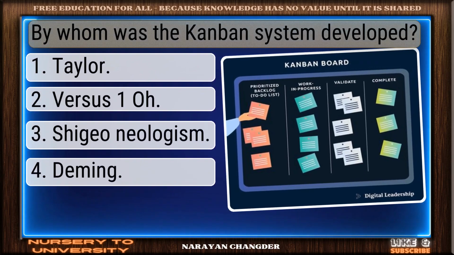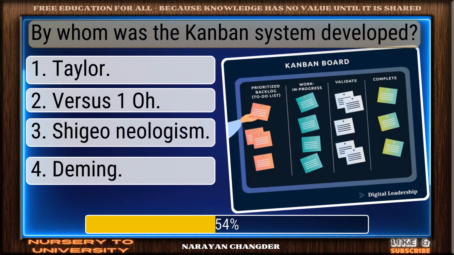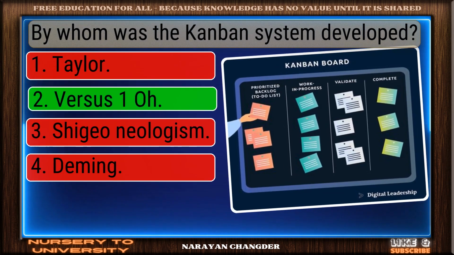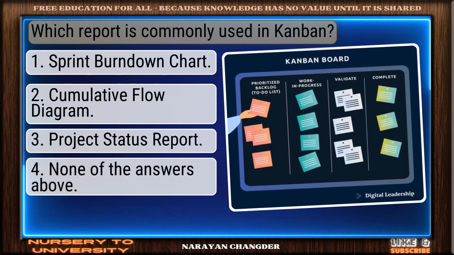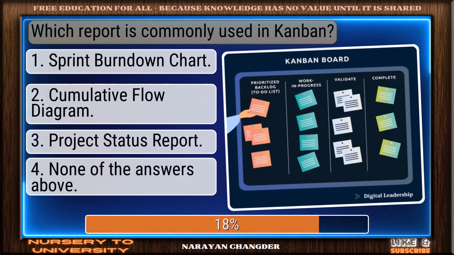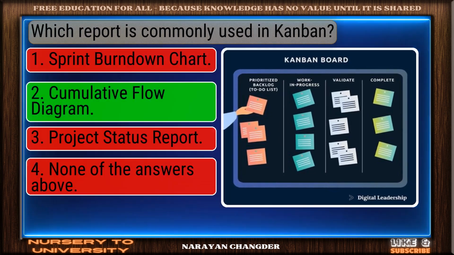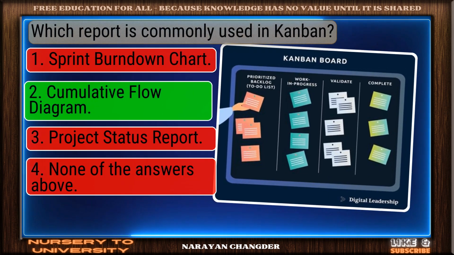Question number 1. By whom was the Kanban system developed? Sharp thinking. Vs 1-0 is the right choice. Question number 2. Which report is commonly used in Kanban? You got it. Your choice, cumulative flow diagram, is right.